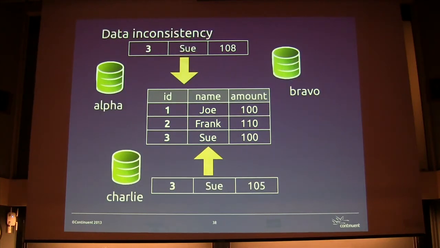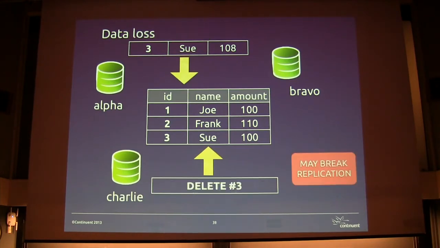Data inconsistency is when you do an update from two different places, and then you end up with different results. So in this case, you will have different updates in different servers for the same record, because every server will apply the last one that arrives. And again, this does not create any break of replication, so you will not notice. You will just have bad data.